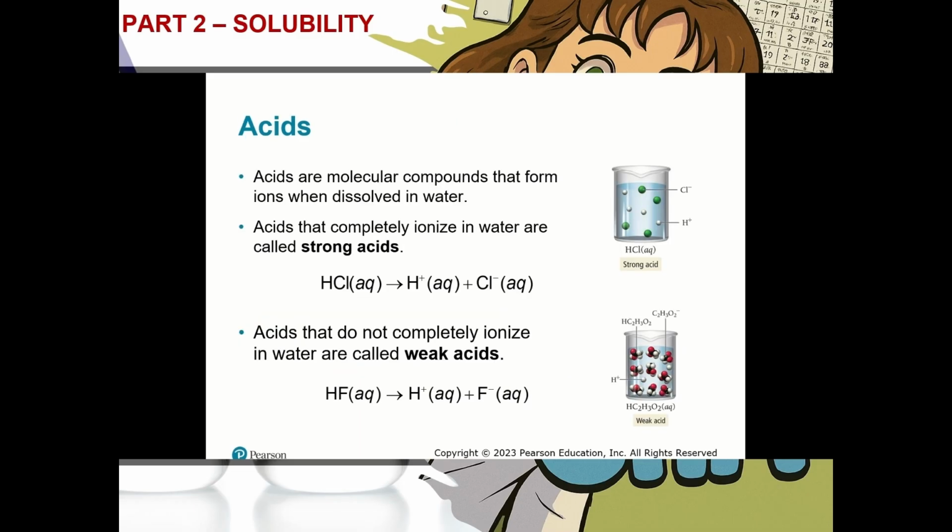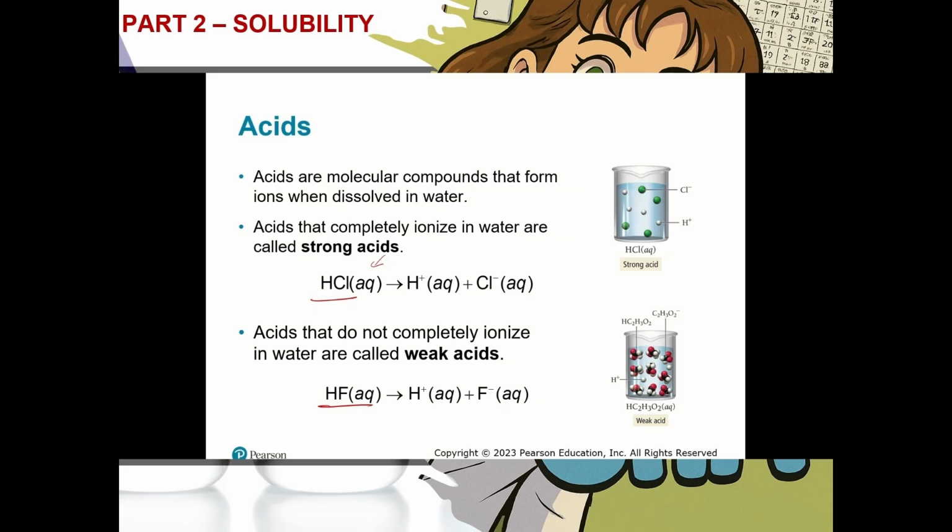So remember that we talked about acids when they are strong and when they are weak. If they're strong, they conduct electricity. If they're weak, they will not conduct electricity as well as the strong ones. Acids are molecular compounds that form ions when dissolved in water. We have strong acids, like hydrochloric acid, and weak acids, like hydrofluoric acid. So what is the difference here? The difference is that HCl, or hydrochloric acid, will dissociate completely.